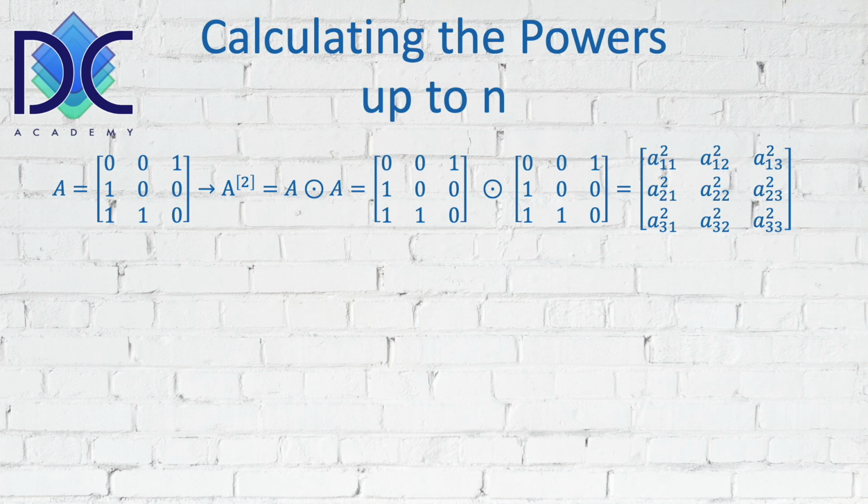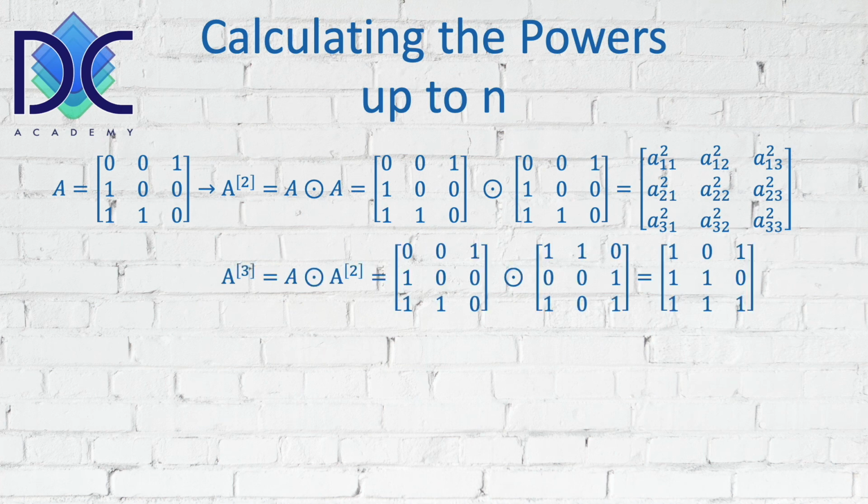We already know the first one, so we finished A to the square, we found the result, and now we can multiply A, the Boolean product, with A to the square. So we have 0, 1, 1, 0, 0, 1, 1, 0, 0, Boolean product with A to the square, which is 1, 0, 1, 1, 0, 0, 0, 1, 1. And you can calculate this on your own and see if the numbers are correct and compare your result with the result here on this slide.